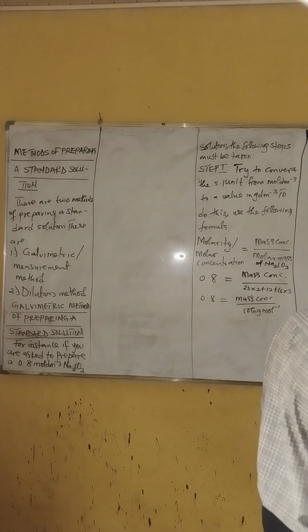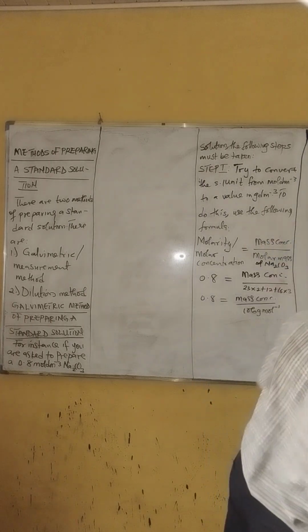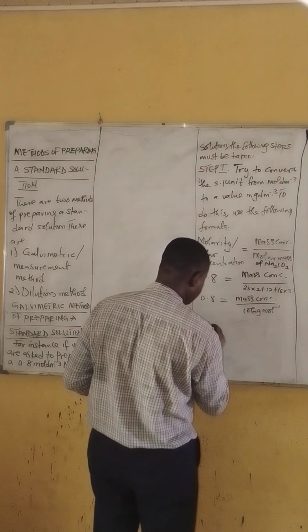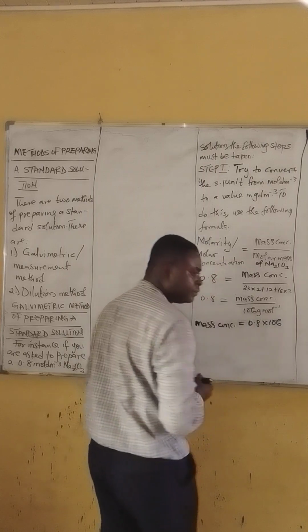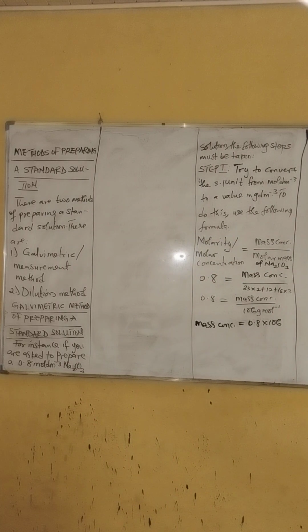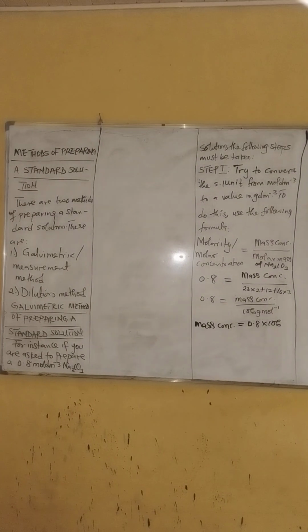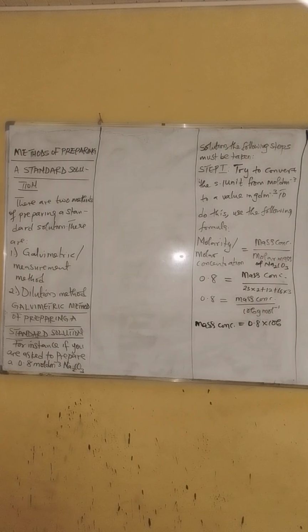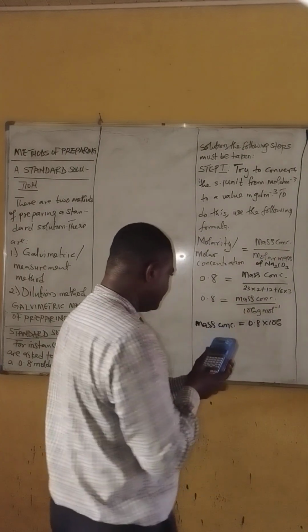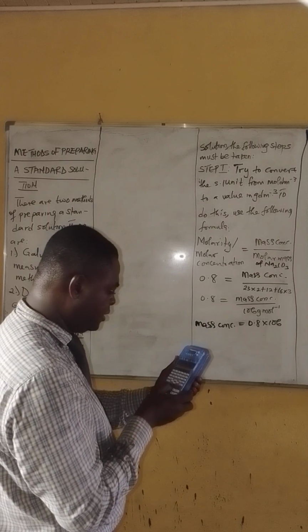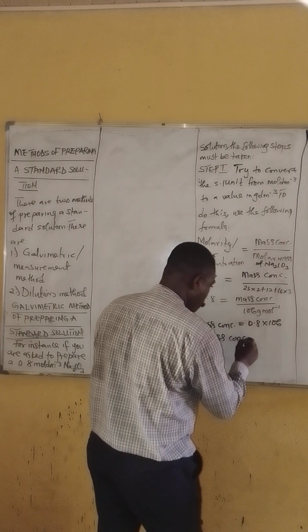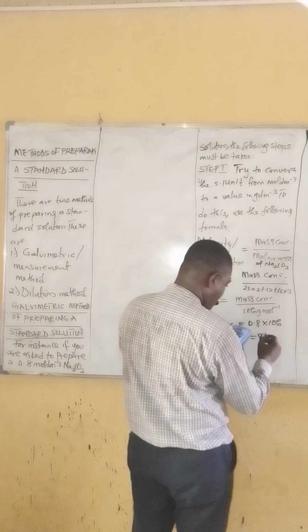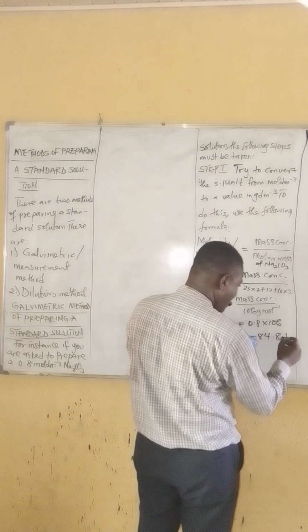Now, having done that, the next thing to do is to cross multiply. We now have mass concentration equals 0.8 times 106. Now, what do we do next? We press the calculator. 0.8 times 106. The answer is that the concentration will now be 84.8 gram per dm³.